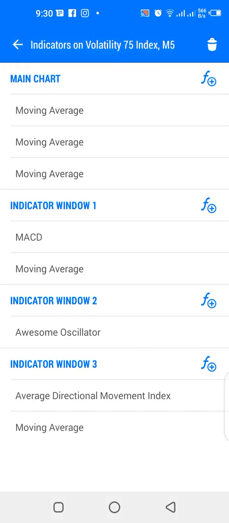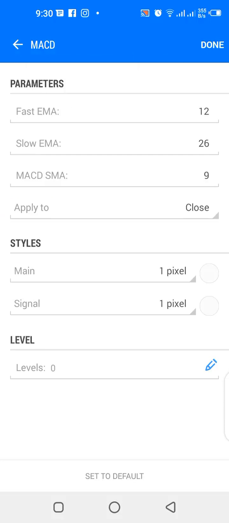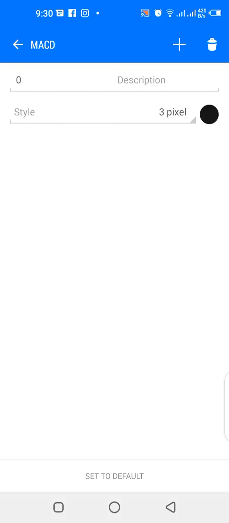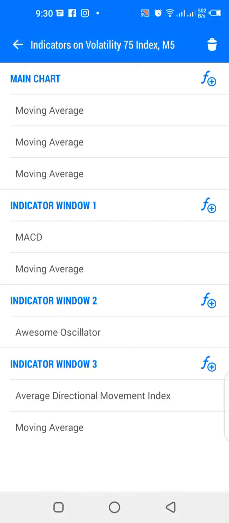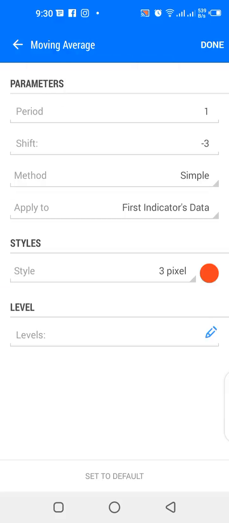Then the indicator window 1, MACD. Let's look at settings: 12, 26, 9. Apply to close. The color will match the background color of the chart. Then we have the 0 level, color is black. Apart from MACD, we have a moving average, 1 period, shift is -3, method is simple, apply to first indicator data, color is red.